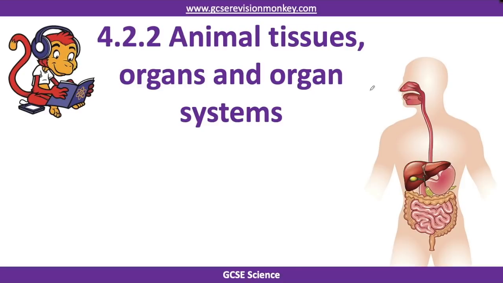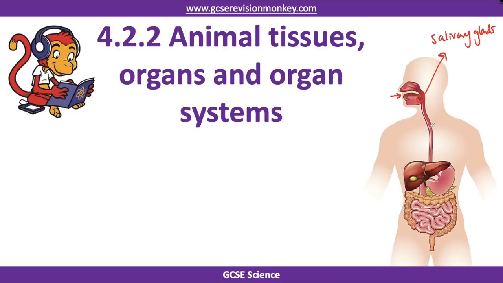This topic is about animal tissues, organs and organ systems. This image is of the digestive system, and you're expected to know the organs that are in this system and what they do. So when we eat, we take in food in our mouth. The mouth also has some glands in it called salivary glands, which are involved in the digestion process because they produce enzymes, which we'll talk about later.